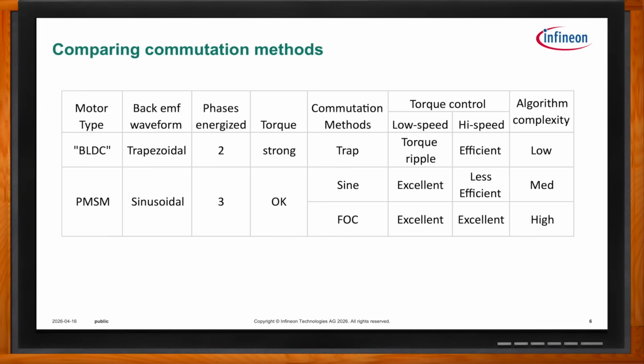So the waveform, as we saw in the previous slide, is trapezoidal, meaning flat-topped back EMF. And don't forget, the back EMF waveform also generally indicates the torque function shape.